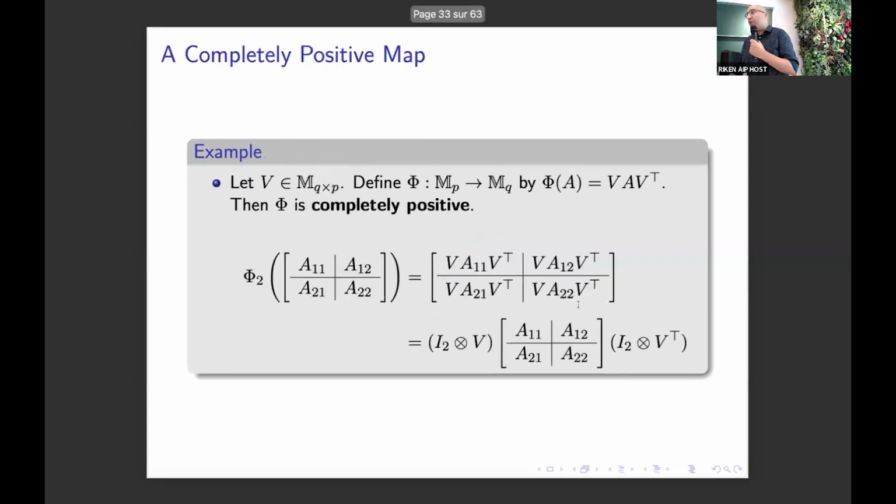Okay. We can also have maps which are completely positive. This is an example. If we take any mapping phi written like this, phi of A is equal to V A V transpose, it is easy to see that when we apply it, for example, to a block matrix of dimension 2 by 2, it can be written like this. And so if this one is positive, the obtained matrix is also positive. This map is an example of a completely positive map.